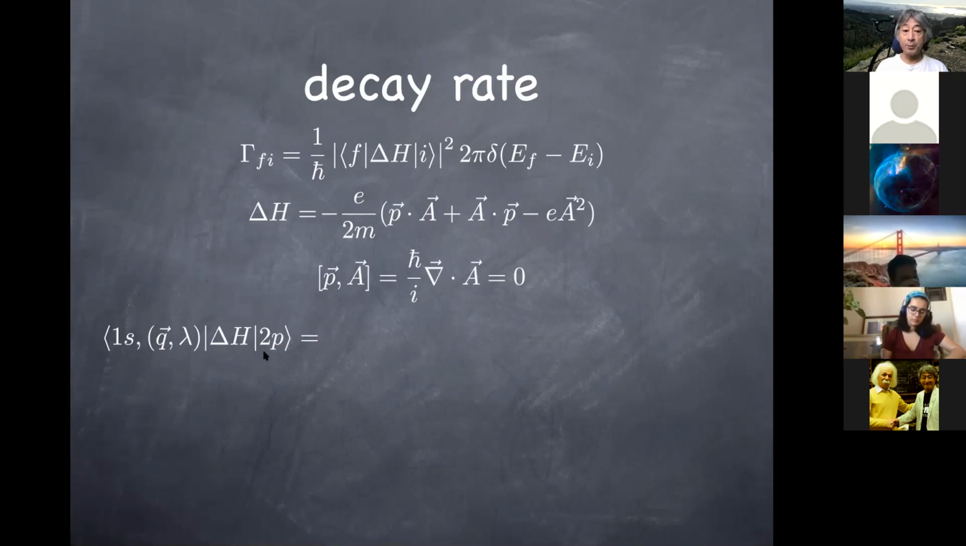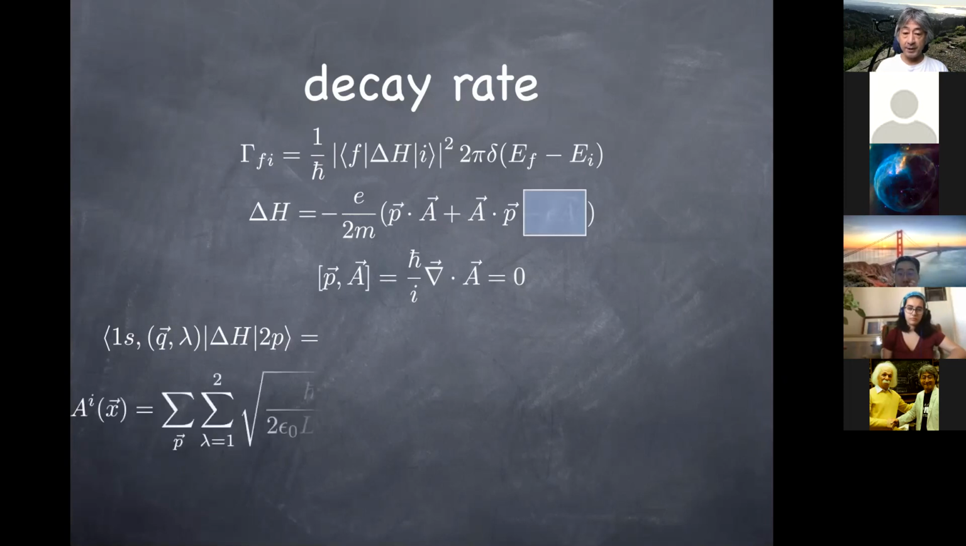So the only pieces we need to consider are the pieces that are linear in A, and A has the creation operator of the photon. So I only need that portion of this vector potential A so that I can create a photon in the final state from the initial state that does not have a photon. That's why I mask this piece and focus only on the first two pieces over here.